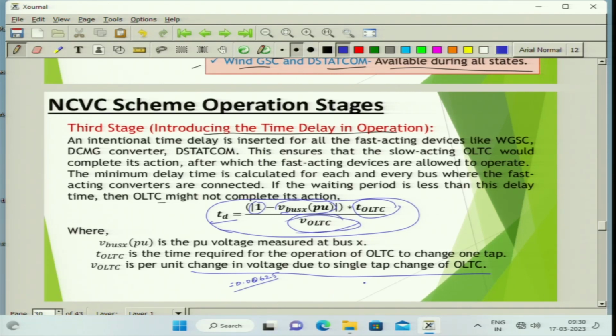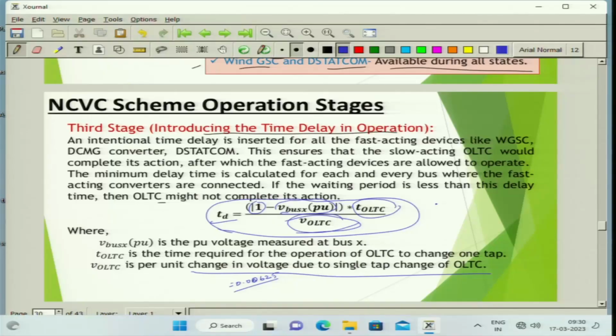So, how we have come to this is, we have assumed a fictitious OLTC to be present at each and every bus where the fast acting converters are present. We have assumed there is a fictitious OLTC. The OLTC is not present physically. Instead of this fast acting converter, let us assume the OLTC is present there.